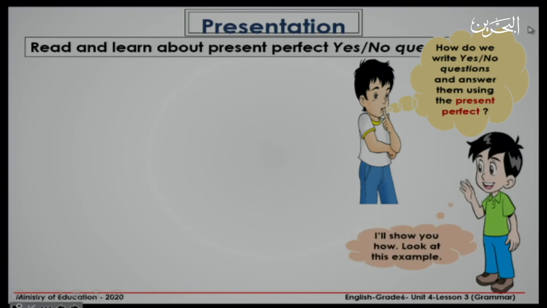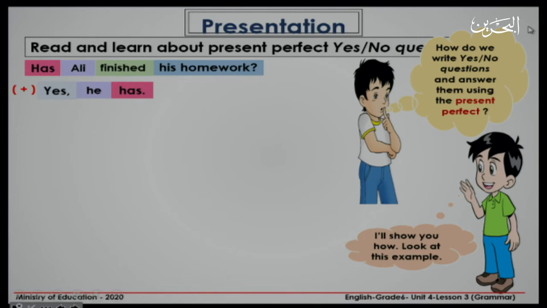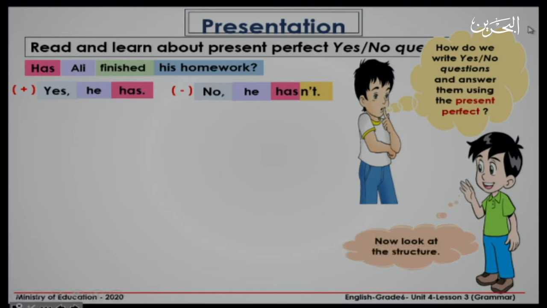Look at this example. Has Ali finished his homework? For affirmative, you can answer, yes, comma, he has. And for negative, you can say, no, comma, he hasn't. So, to write a question, you have to start with have or has. And then the subject. The subject can be I, you, we, they, he, she, it. Or it can be a name. Like for example, Ali or Sara.